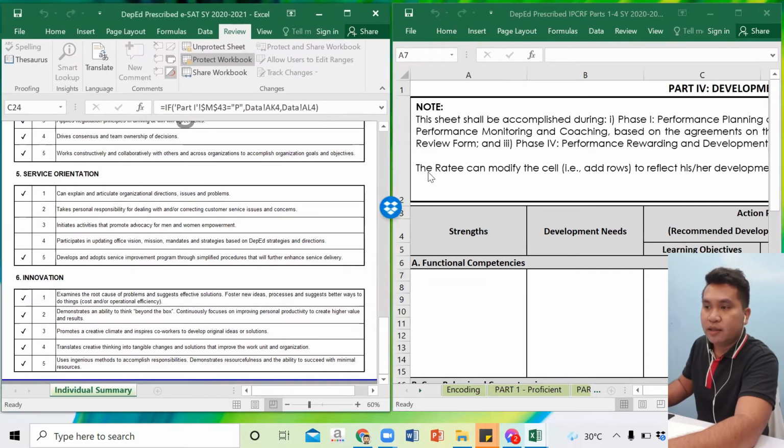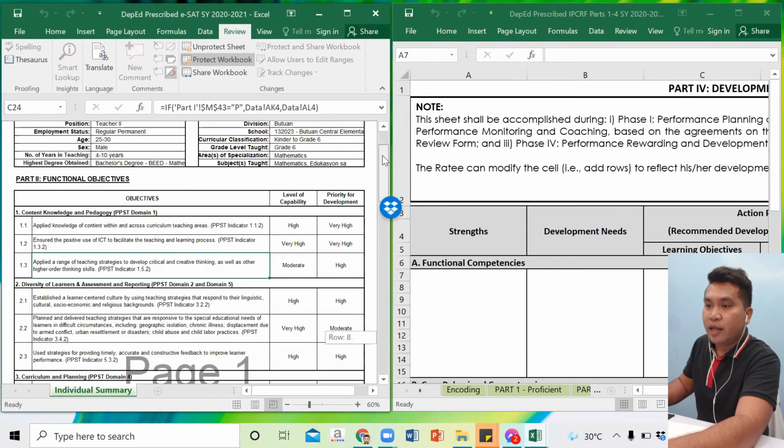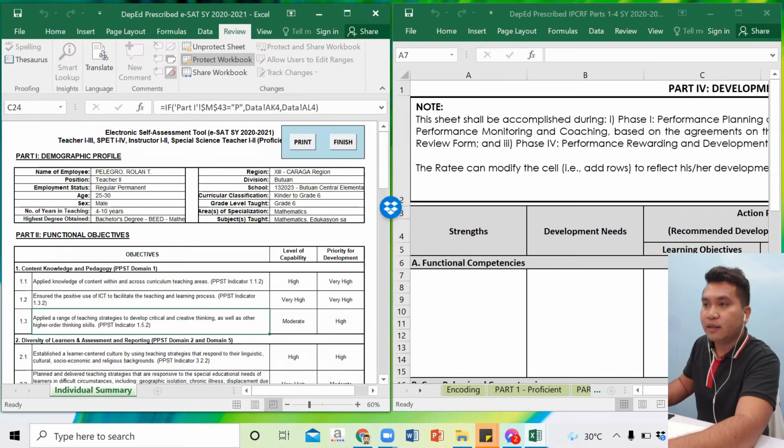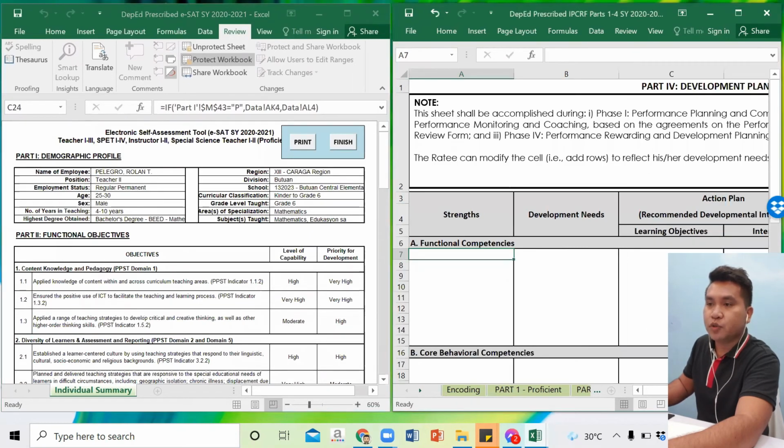Now, why is the development plan very important? Because this is the basis in conducting training programs, intervention programs, and webinars. If there are teachers who have plans of conducting any training, this can be the basis. And also for the school administrators, during the INSET.